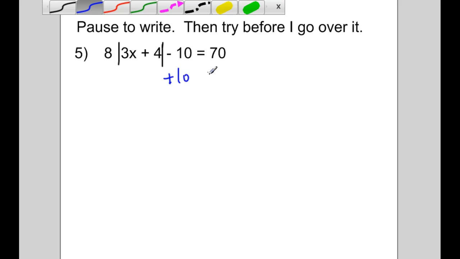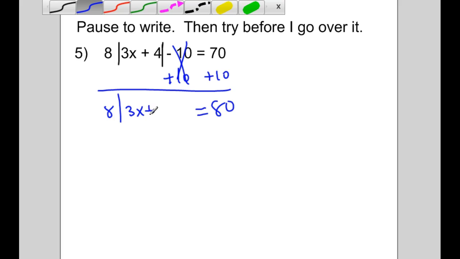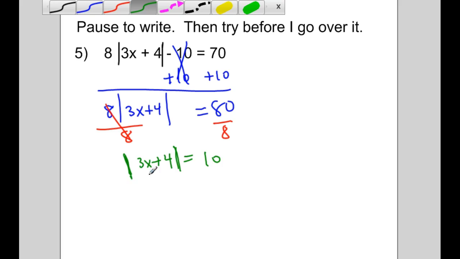So, we're going to try and get this absolute value by itself. This will cancel out. You get 80. 8 times the absolute value of 3x plus 4 will equal 80. Once again, this is not isolated yet. So we're going to have to divide the left side by 8, divide the right side by 8. That cancels out the multiplication of 8. You're left with the absolute value of 3x plus 4 equals 10. Is this isolated on the left side? Hopefully you're thinking, yes it is. And so now you can write your 2 separate equations and solve.